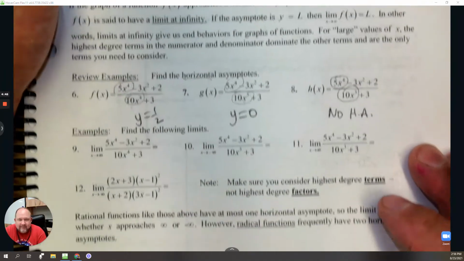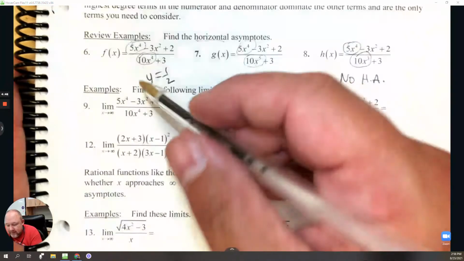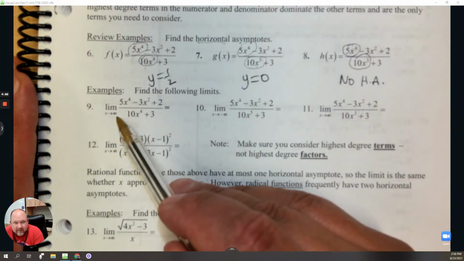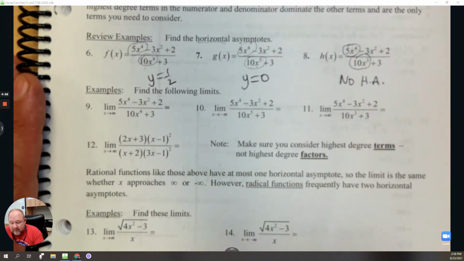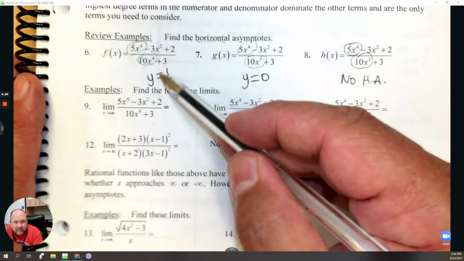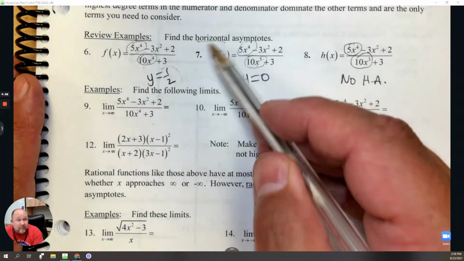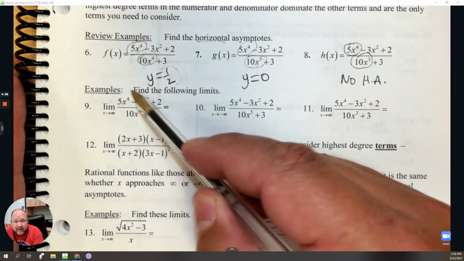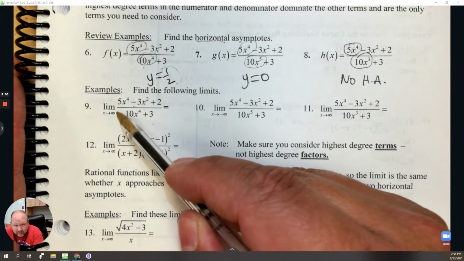Number 9, find the following limits. Now, as x approaches infinity, we want to find the right end behavior. Now, this is exactly matching this above. So the horizontal asymptote tells you the end behavior. So if you go power divided by power, that gives you the end behavior.